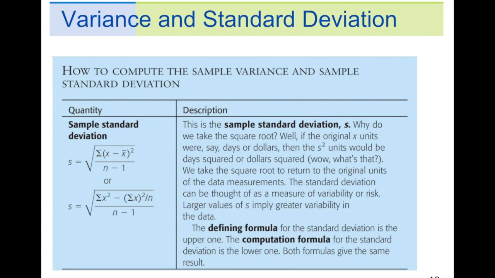Then, finally, down to standard deviation, which is s. Variance was s squared. Standard deviation is s. So why do we take the square root? Well, if the original x units were, say, days or dollars, then s squared units would be days squared or dollars squared. We take the square root to return to the original units of the data measurements. The standard deviation can be thought of as a measure of variability or risk. Larger values of s imply greater variability in the data. Again, defining formula on top, computation formula on bottom, they give the same result. I always like going with the defining formula for all these. I find them easier, but to each their own.